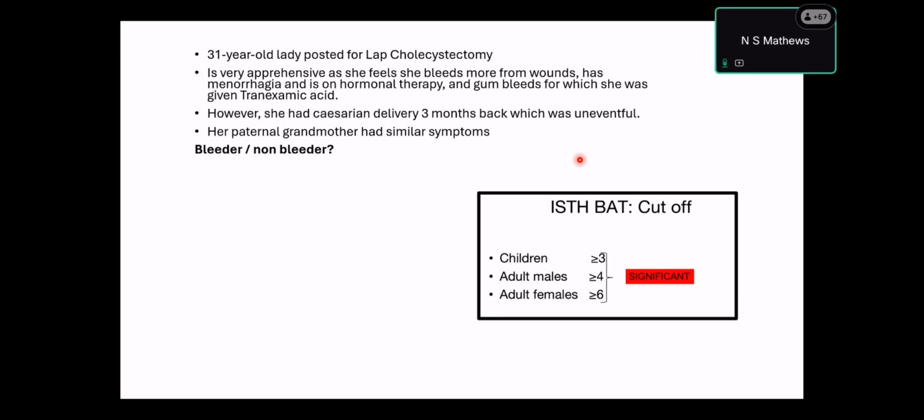Now I've given you the BAT score, which is 6. What's your answer to this question? Is she a bleeder or a non-bleeder? She's a bleeder. Bleeder, agree. Fine, good. This is what I want, this kind of feedback. Good. So she's a bleeder. Next question: mild or severe?